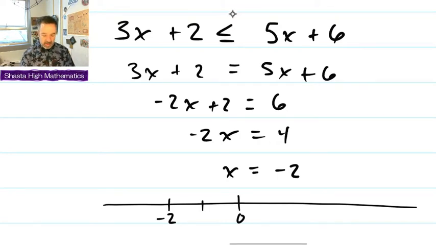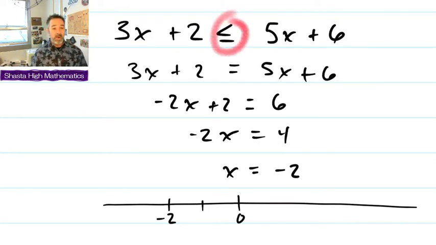Because this was less than or equal to, I know that that is a closed boundary, because it includes the "or equal to." So on this, I would put a closed dot indicating that -2 is part of my solution. And then I would just test. I would test the number 0.